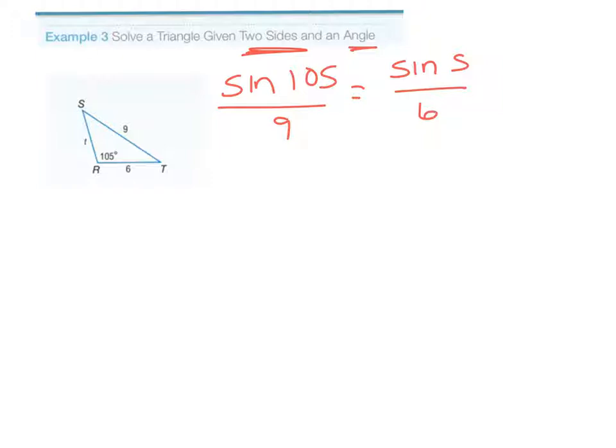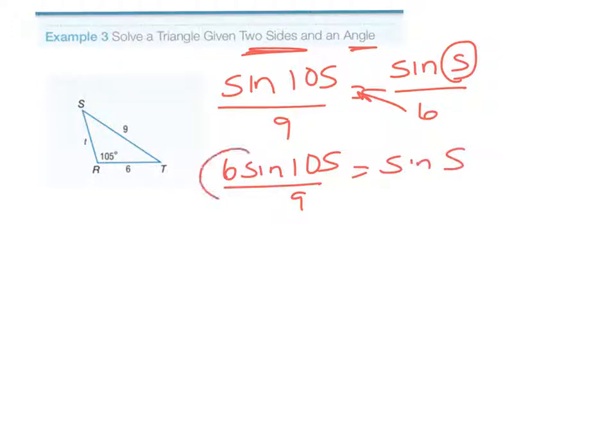Now we're going to do the math. And in this case, we're trying to find this answer. So all I have to do is multiply this by 6. So 6 sine 105 over 9 equals the sine of S. When you do the math of that, we get 0.643951. Don't round the problem, only round our answer when we get to that. Now we have sine of S.